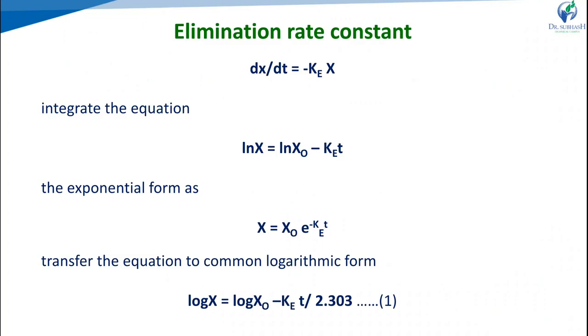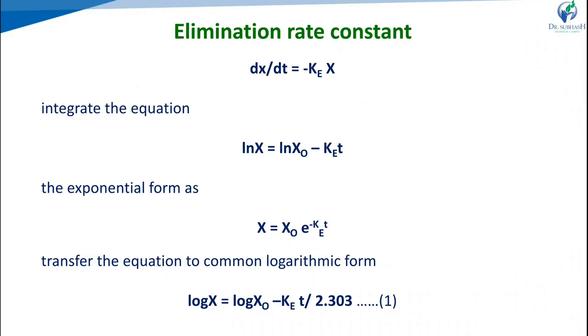First, the elimination rate constant. Previously we saw the equation for the one compartment IV bolus, dx by dt equals minus Kex. On integrating that equation, ln x equals ln x0 minus Kt. Here x0 represents the amount of drug at time 0, the initial amount of drug that was injected.